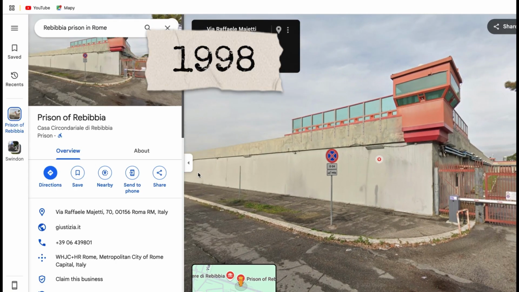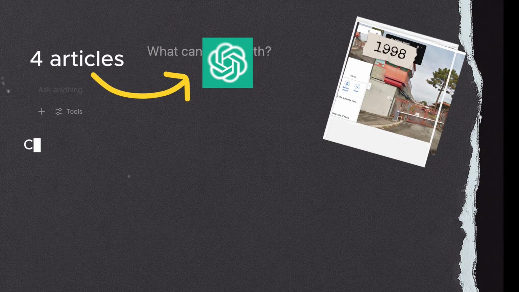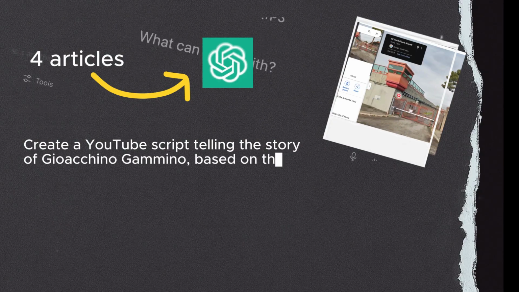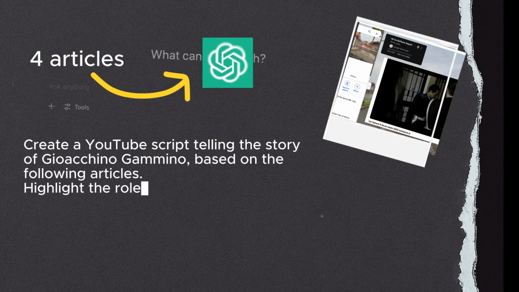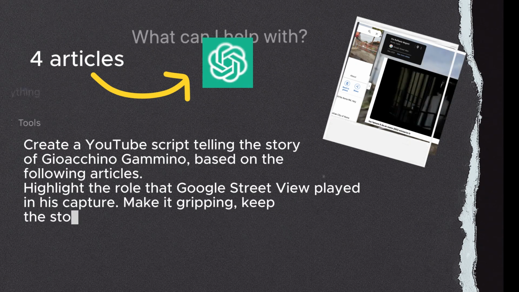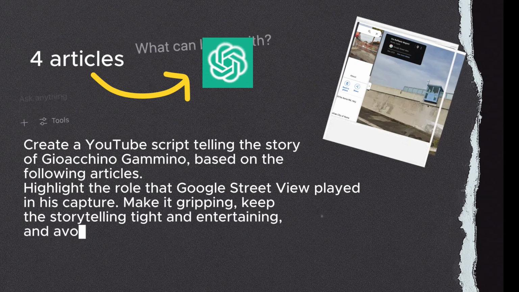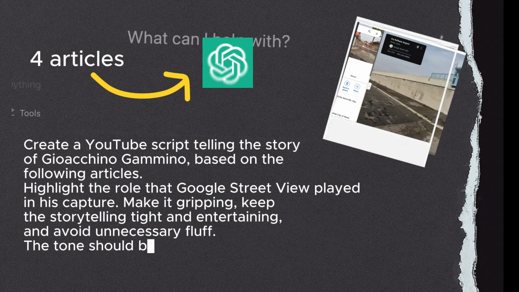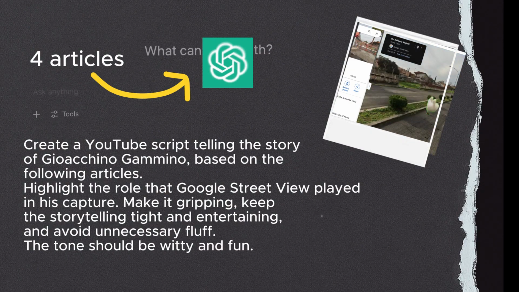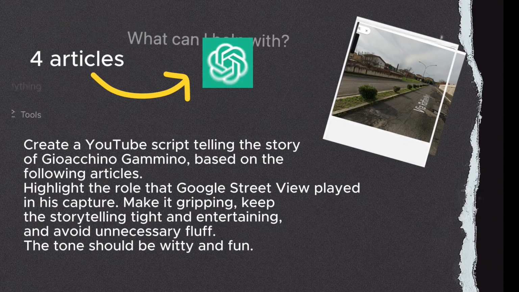You can find several credible articles on this online. So, say you're working on a video about him and you paste the text of 4 different articles into ChatGPT. Then prompt: "Create a YouTube script telling the story of Gioacchino Gamino, based on the following articles. Highlight the role that Google Street View played in his capture. Make it gripping, keep the storytelling tight and entertaining, and avoid unnecessary fluff. The tone should be witty and fun." Paste the articles, or if your version of ChatGPT has internet access, drop the links.